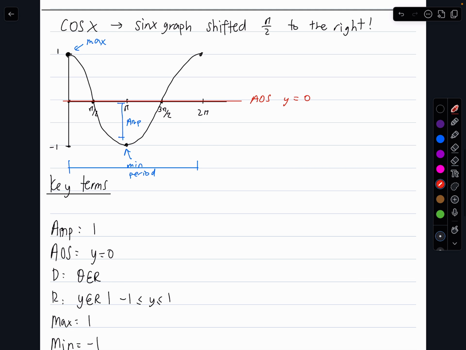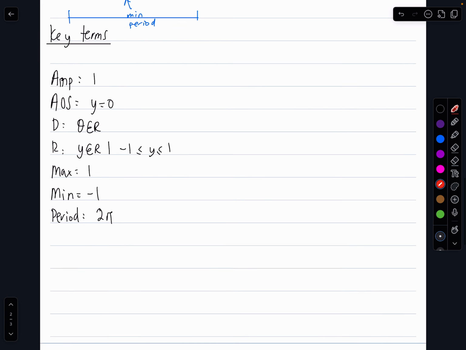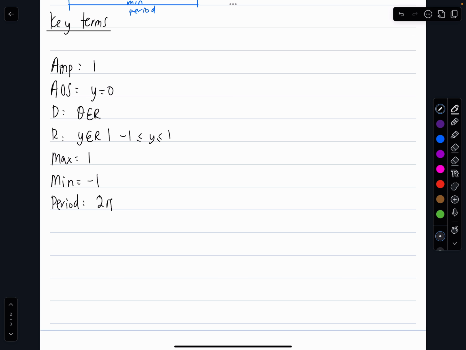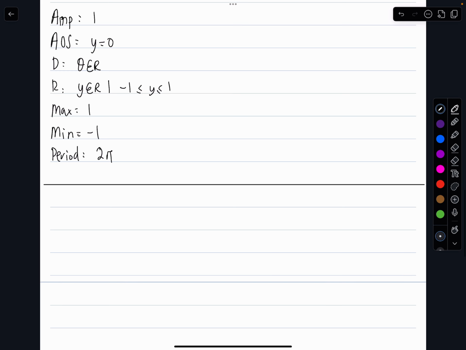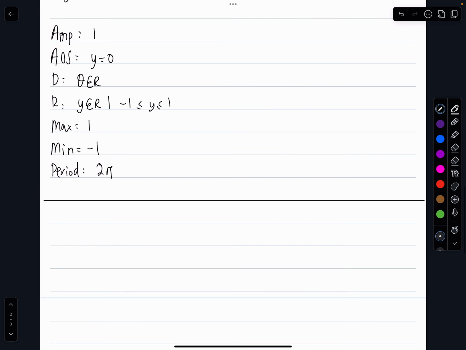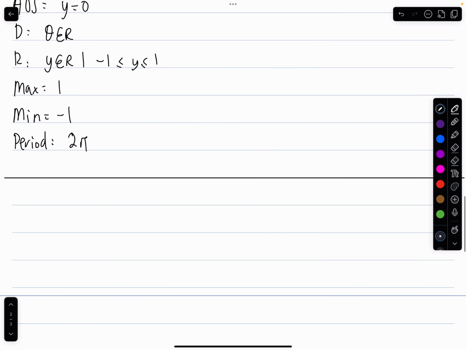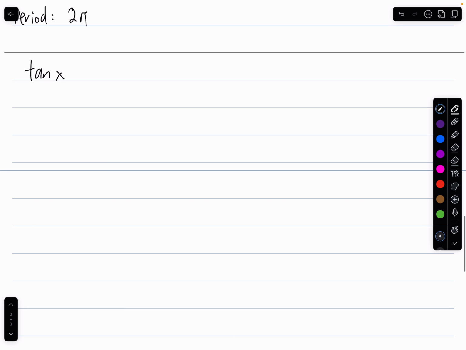So hopefully this is making some sense to you guys and you're kind of understanding it. But the one thing that is a little bit different from the sine graph and the cos graph is the tan graph. You can think of the sine graph and the cos graph as brother and sister, but you could think of the tan graph as a cousin of the sine graph and the cos graph. So let's quickly take a look at what the tan graph looks like.